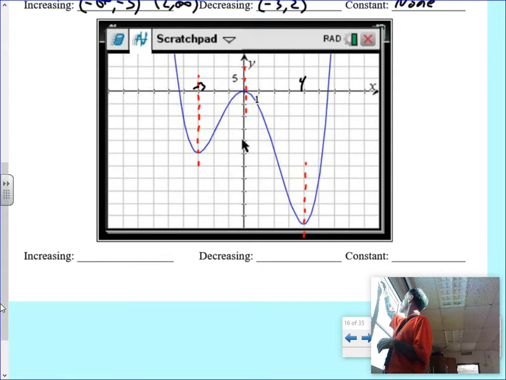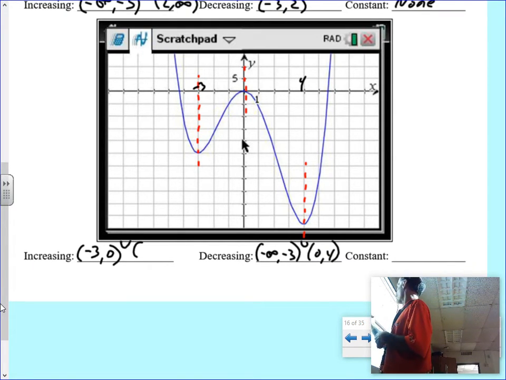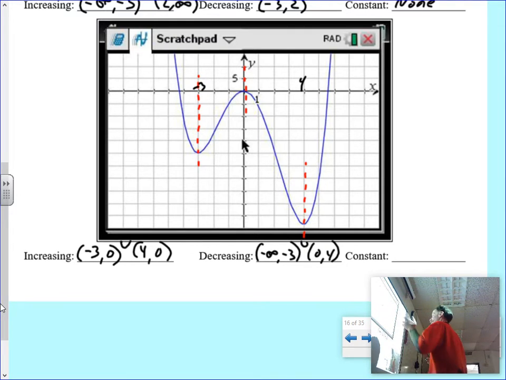So the first section is decreasing, again, from left to right, going down. So from -infinity to -3. And then the next section is increasing, going up. So from -3 to 0. Remember, we don't care about the y value. So just -3 to 0. And then the next section is going down again, decreasing. So from 0 to 4. And then the last section is going up forever and ever. So from 4 to infinity. That's it. And again, there's no constant area, so you just write none.